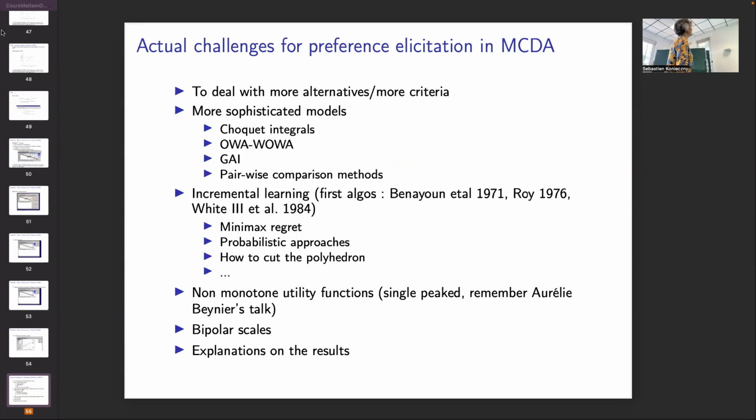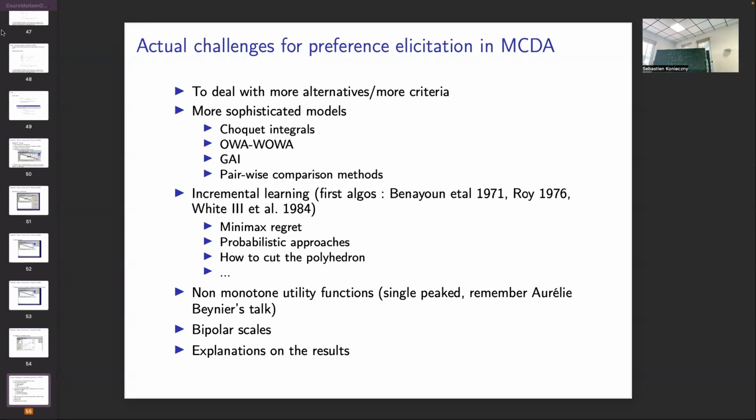Okay, so I wanted to talk about actual challenges. These two slides are to show you that preference learning for multi-criteria decision making is not a new discovery. But then we had a period where people stopped working on it, and now, because of machine learning, we have started to work a lot on it. The challenges are to deal with more alternatives and more criteria, and we are using more sophisticated models like Choquet integrals, etc.